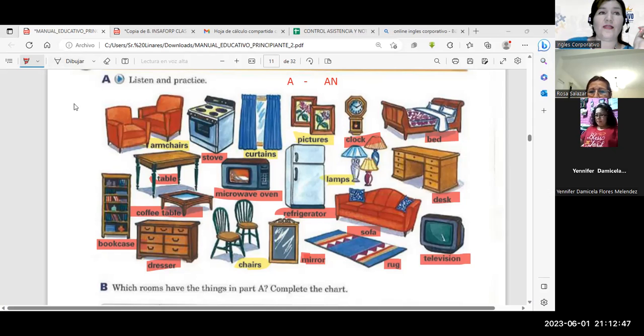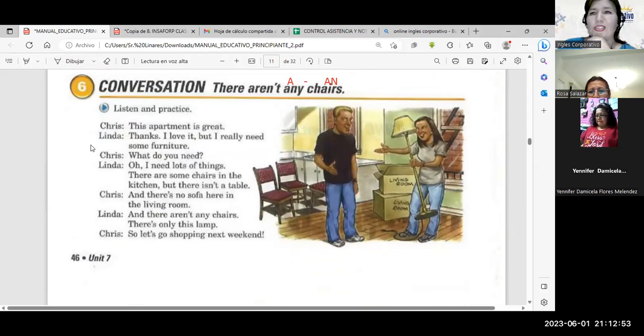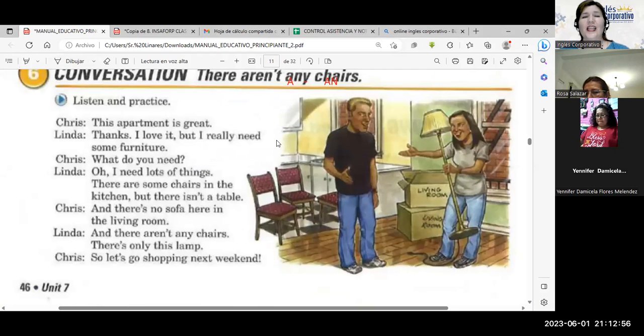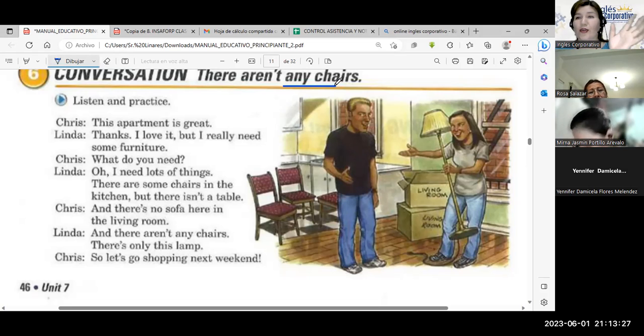Una vez explicado esto, podemos continuar. So here we have, there aren't any chairs, he says in the conversation. There aren't any chairs. Why do you think they say any? ¿Qué significa any? Any. Cualquiera. Ninguna, right? Ninguna. No hay ninguna silla. There aren't any chairs. So you have to sit on the floor.